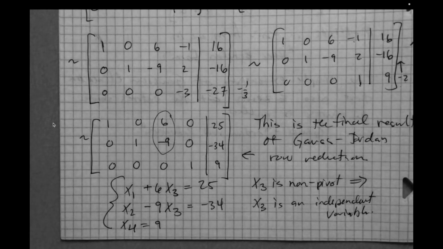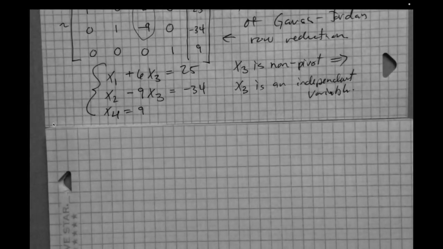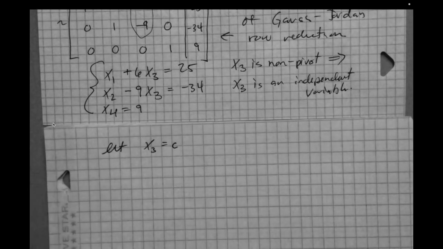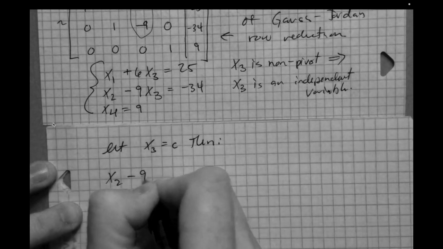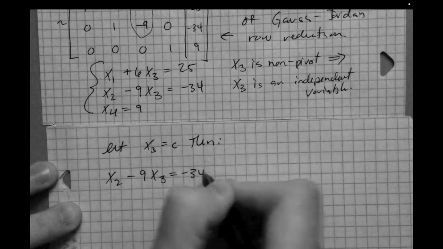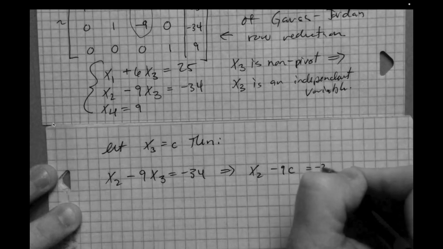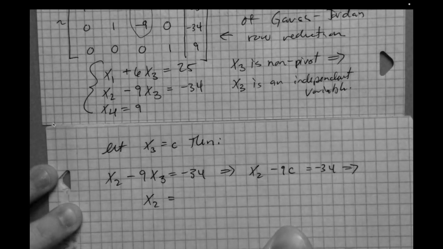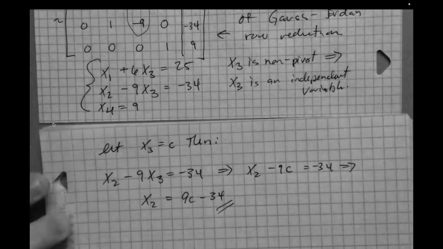Okay. And so we can identify the solution to the system here by simply letting x3 equal some real number c, right? Then x2 minus 9x3 equals negative 34. Just plugging in c here, you get x2 minus 9c equals negative 34. And that implies that x2 is going to be equal to 9c minus 34, just doing that little bit of algebra. Right, so you've got that part.